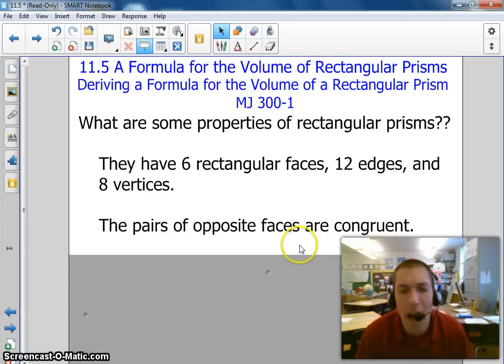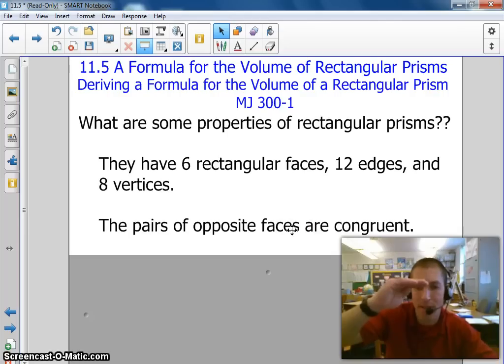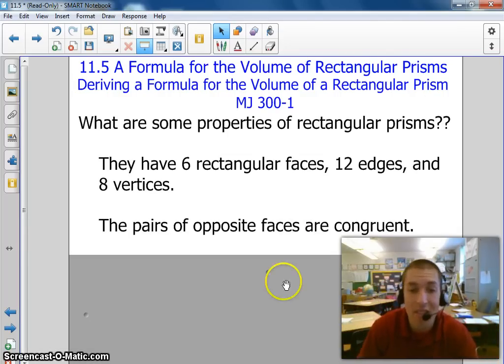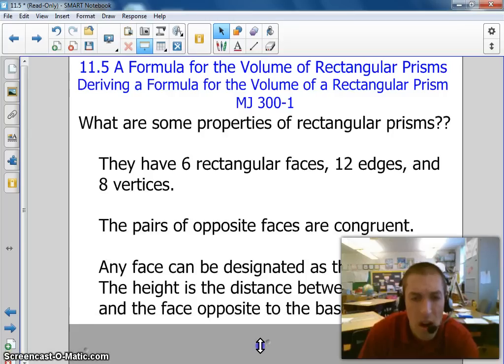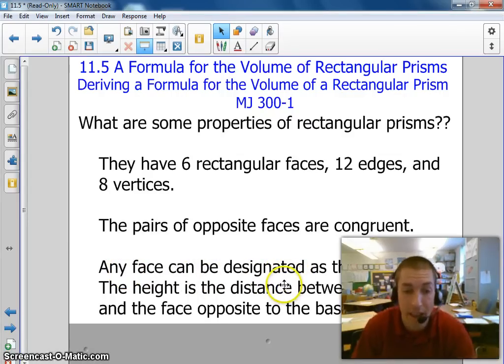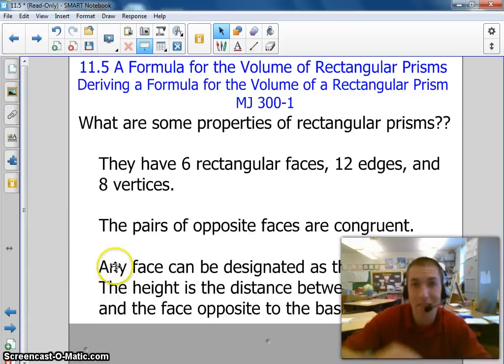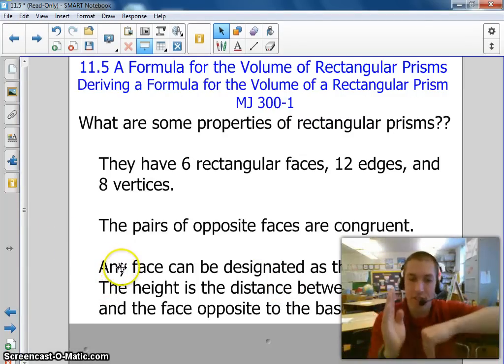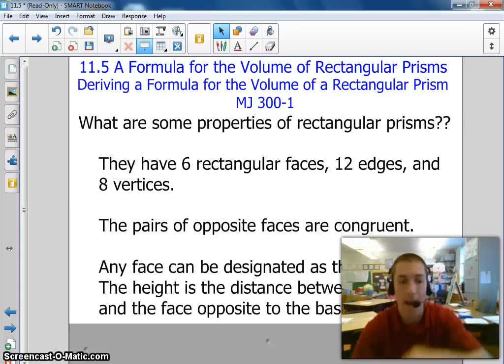They have pairs of opposite faces that are congruent. So the base might be a rectangle and the top might be a rectangle, but they're equal because the base and the top are the same. Same with the sides. So the opposite faces are congruent. I might want you to use the term parallel faces are congruent. Also, any face can be designated as the base. So you can turn it any way you want because they're all rectangles and they can all be the base. The height is the distance between the base and the top. Even if I turned it, the height would now be from the base to the top.